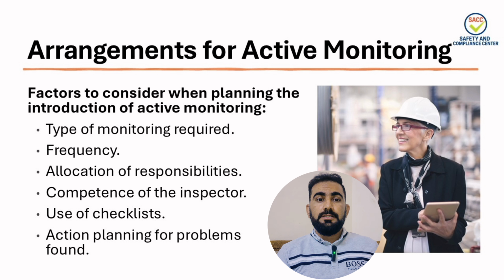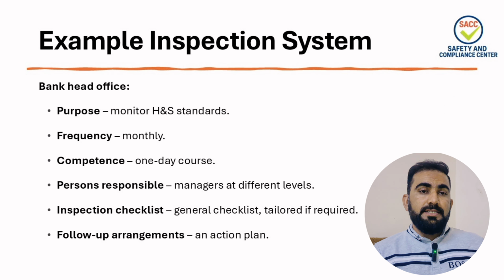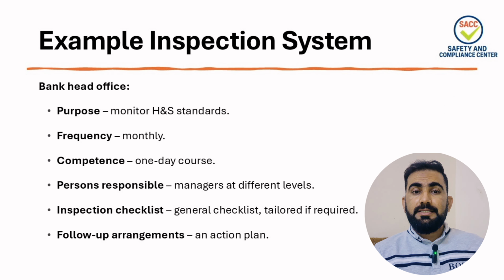When planning active monitoring, there are multiple factors that need to be considered. You need to decide the type of monitoring required and how often it should be conducted. It's also important to clearly assign responsibilities and make sure that the person doing the checks or inspection in the workplace is competent, using a checklist, which helps to ensure that nothing is missed during the inspection, and there should be a plan in place to take action on any findings highlighted during the inspection process.